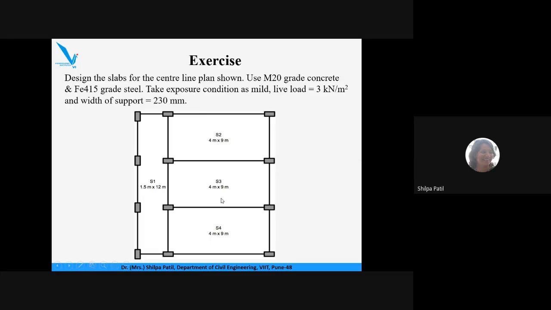Now, the other remaining two slabs, S3 and S4, are also having the same direction. If you consider all these three slabs together, S2, S3, and S4, actually it is a continuous slab. As the dimensions of each slab are the same, the casting is done at the same time and it is a continuous slab. So we need to design all these S2, S3, and S4 slabs as a continuous slab. And S1 slab we will design as a simply supported slab.